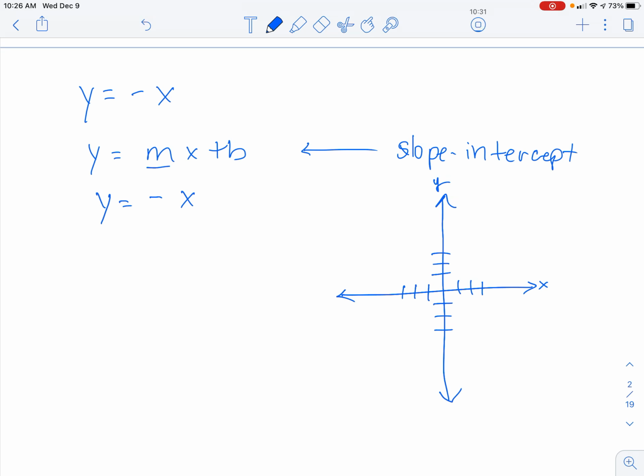Because what is the m value here? The m value would be right there. Isn't that it right there? If I stick a 1 in there, mx is negative 1x. Well, what is b? There's nothing there. So it would be a 0. So now I have enough that I can actually plot.